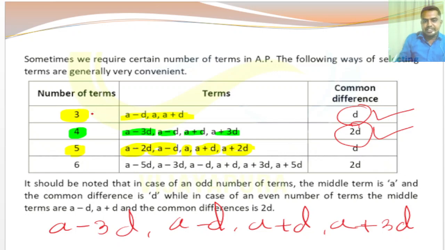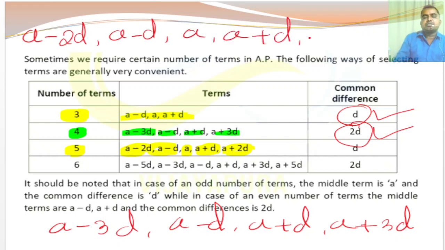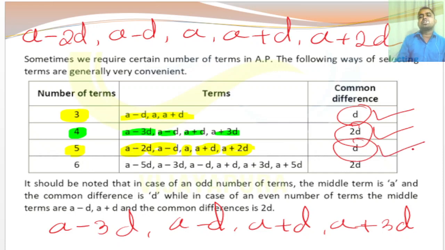So if 5 terms are given, we write a minus 2d as the first term, a minus d as the second term, a as the third term, a plus d as the fourth term, and a plus 2d as the fifth term. In this manner we are selecting the 5 terms, and the common difference of the 5 terms is also d.